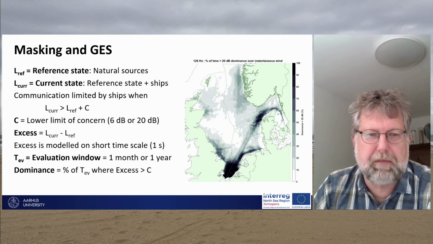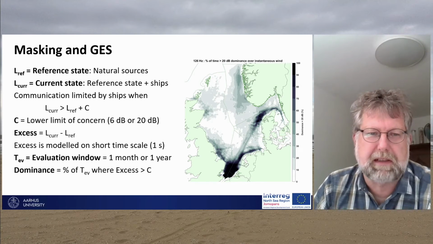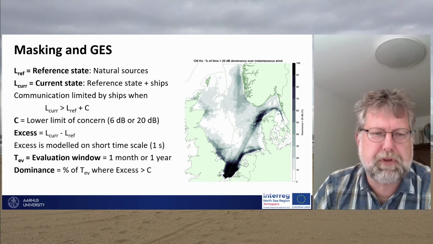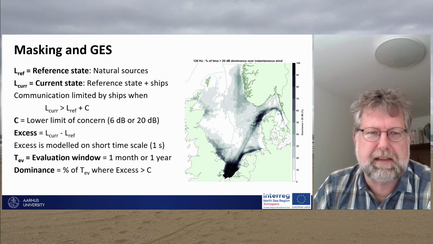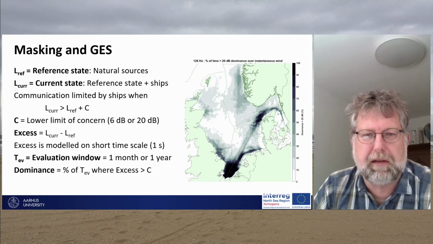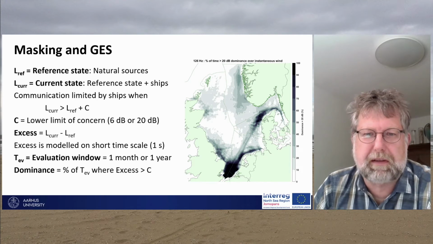So that's why we introduced the measure dominance here. That's the percent of the time of the evaluation window, 1 month or 1 year, where the excess is above our lower limit of concern. That is what you see on the map to the right, with the dark areas where the dominance is high, and the white areas where it's low.